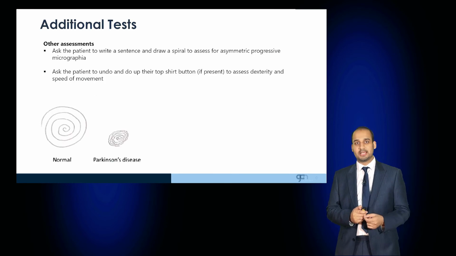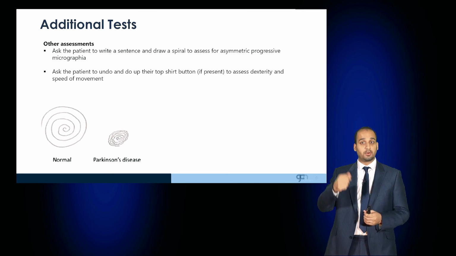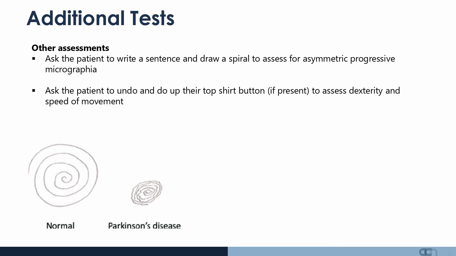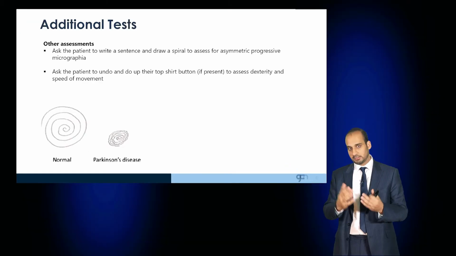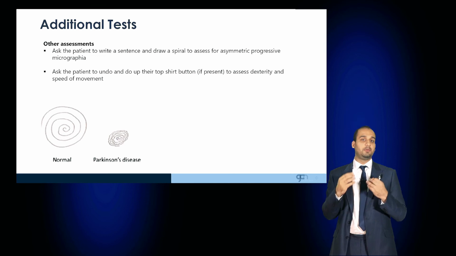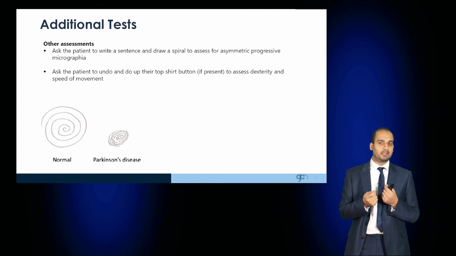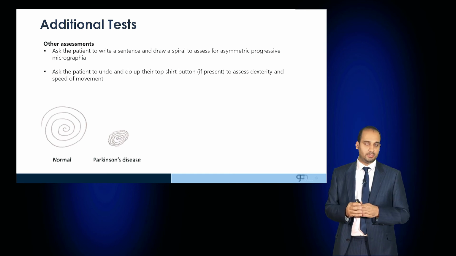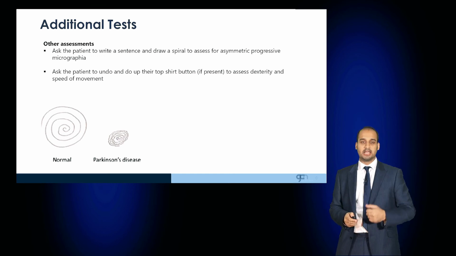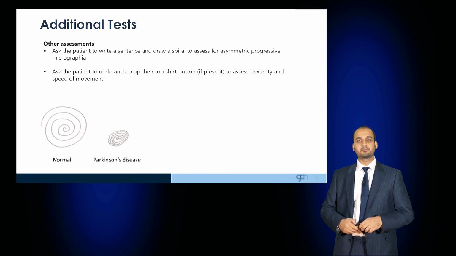You may also want to ask the patient to write and draw a sentence or draw a spiral. And what you'll notice is a normal patient can copy the spiral, whereas a Parkinson's patient will draw a small spiral, micrographia, and you can see the wavy lines there as a result of the tremor. If you ask the patient to undo their top button, they'll have difficulty due to the dexterous nature of this task, and it will take them a long time.